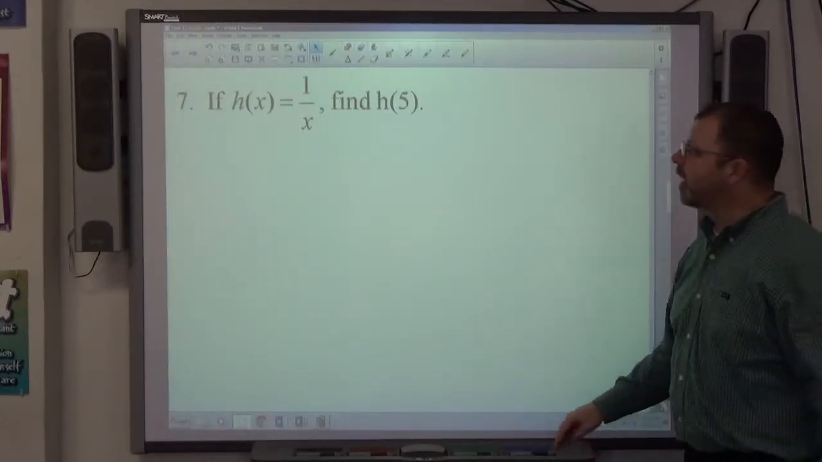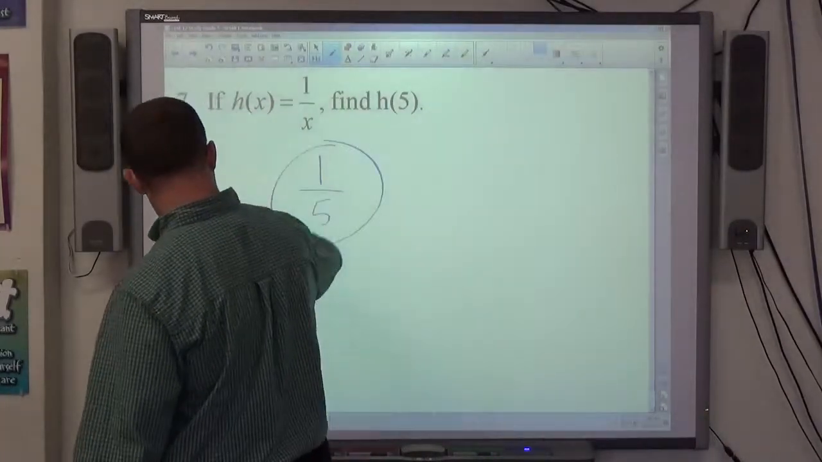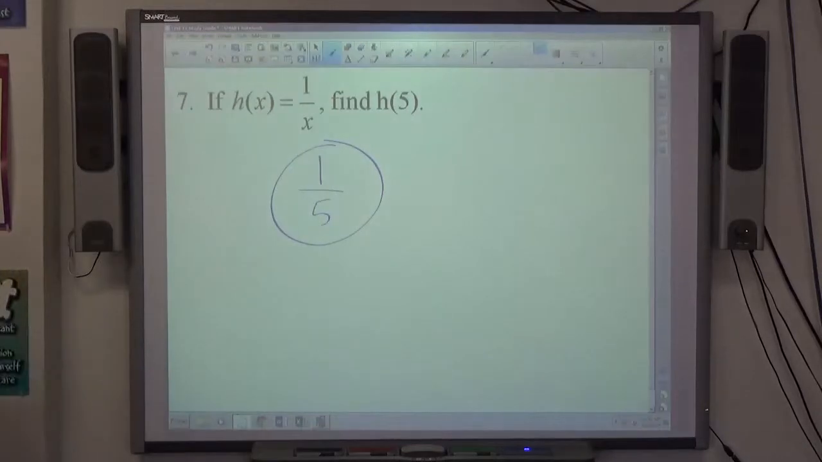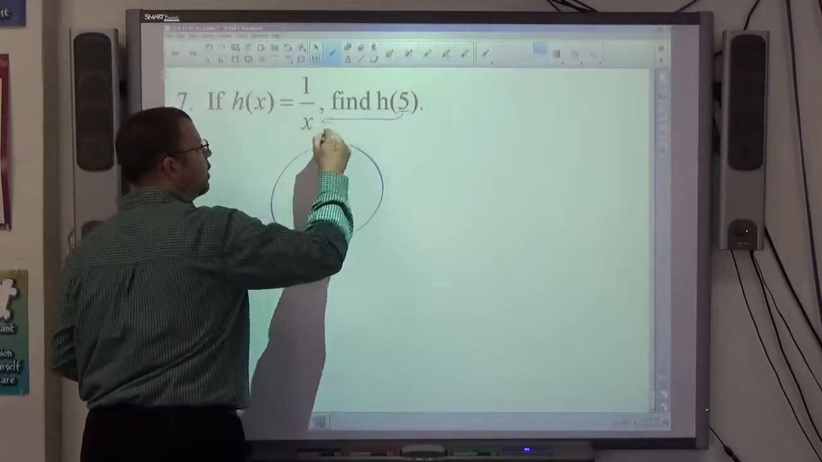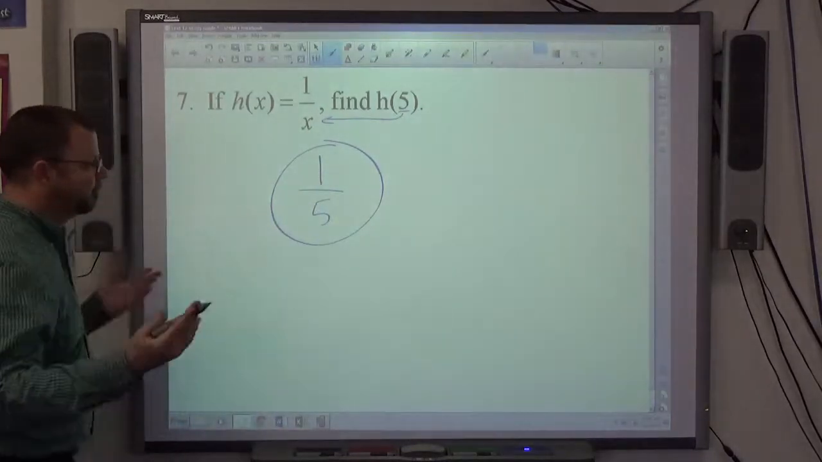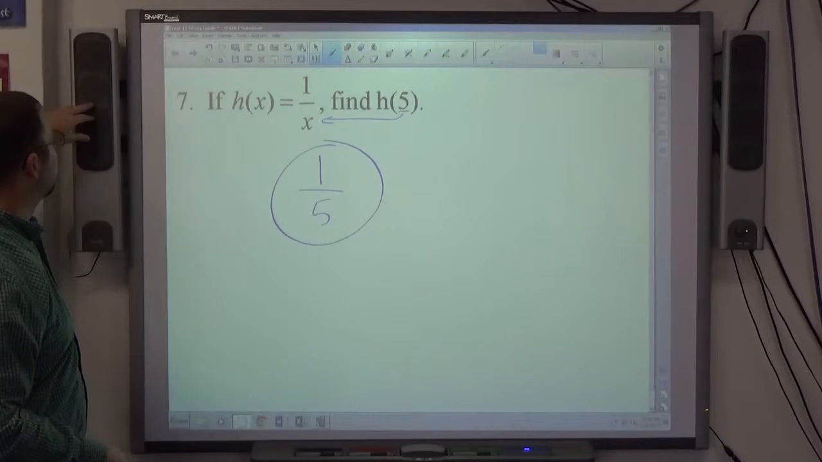Number 7, h of x equals 1 over x, find h of 5. It is that easy, it will be that easy on the test. Please don't miss that problem. That's x, change that to 5. That's the problem that tells me whether or not you're prepared for the test.